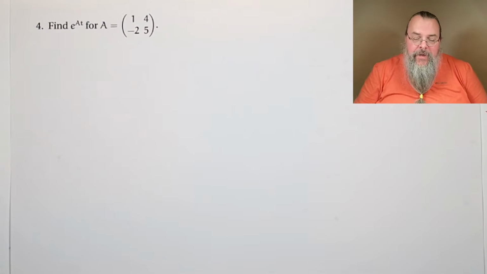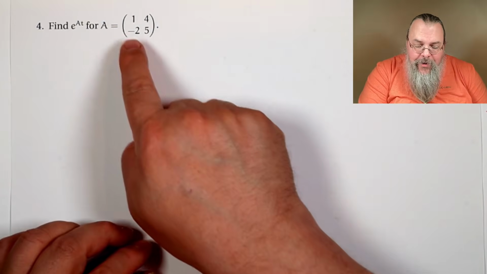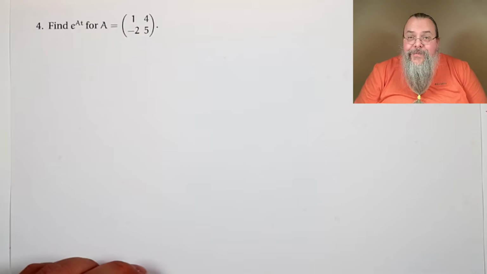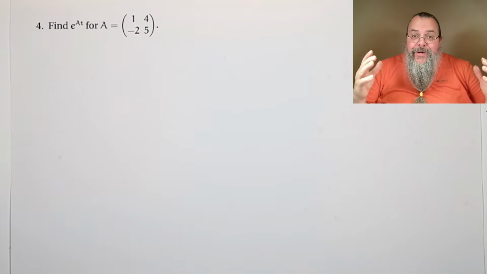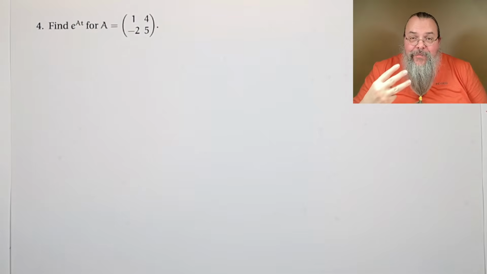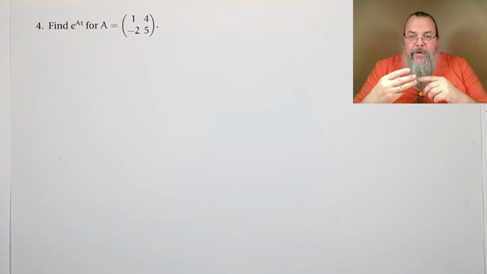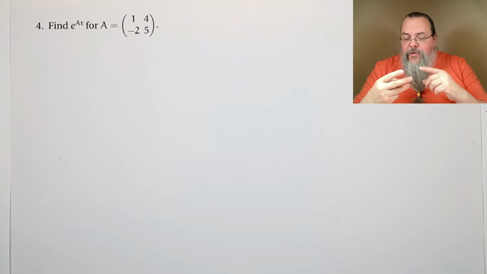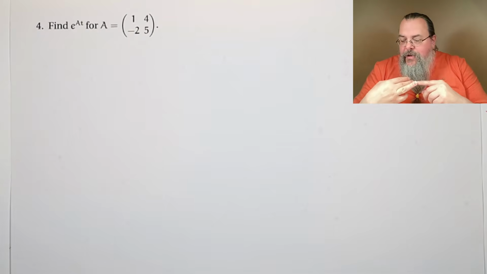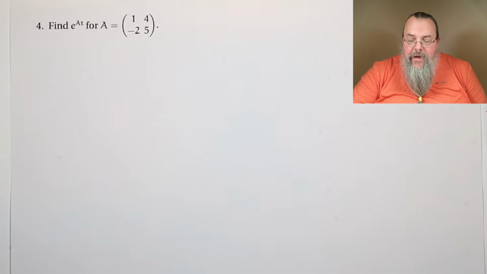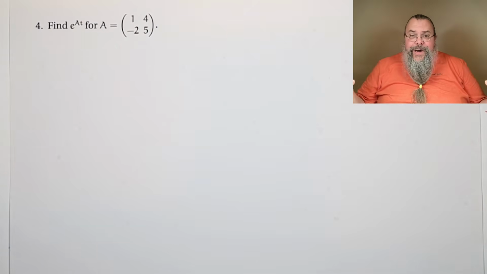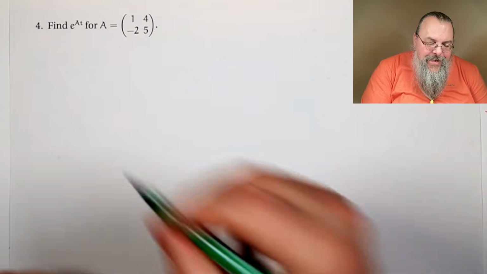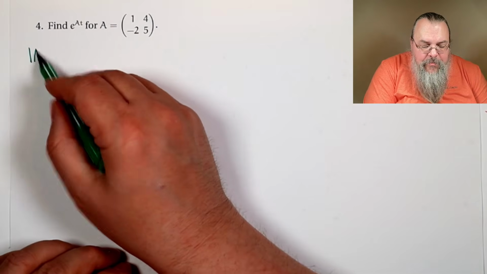Number 4. Find e to the At for the matrix 1, 4, minus 2, 5. All right. Well, when we're looking for e to the At, we have one of 3 possibilities, and we have to know which one we're in. Repeated eigenvalues, distinct real eigenvalues, complex eigenvalues. And all of that is determined by, hey, what are your eigenvalues? So, here we go. Let's compute them.